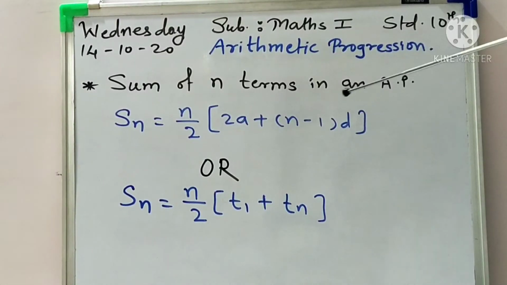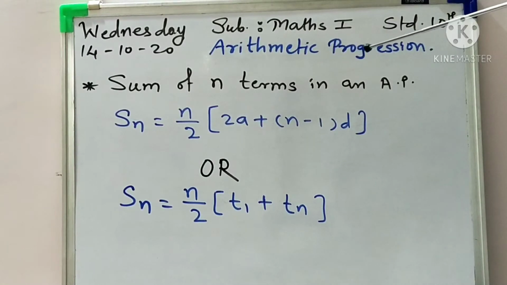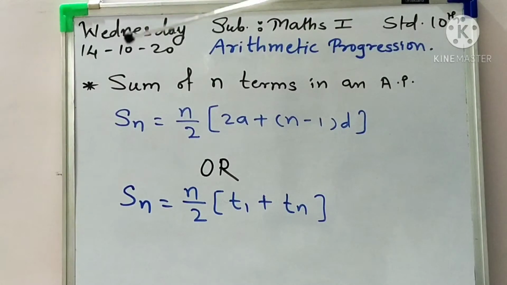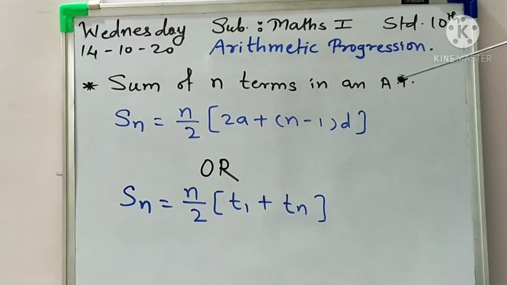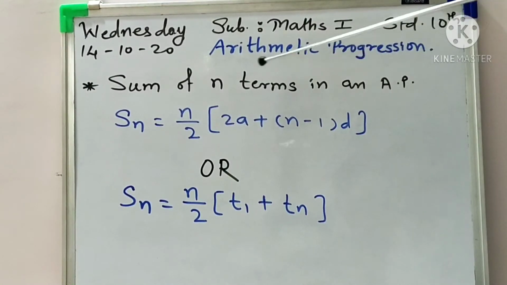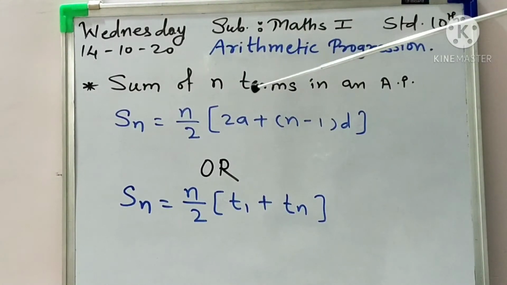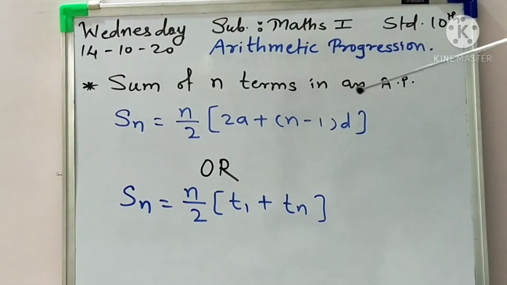Alright students, so here we continue with our third chapter, Arithmetic Progression of Mathematics Part 1. Today's topic is the sum of n terms in an AP. Suppose we are given a sequence which is an AP, and we have to find the sum of the terms in that AP.